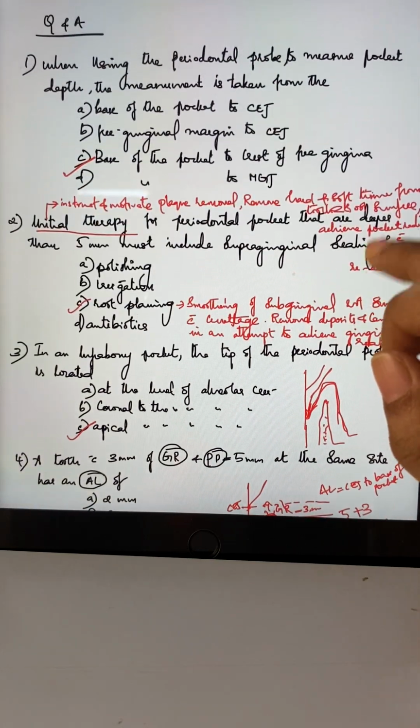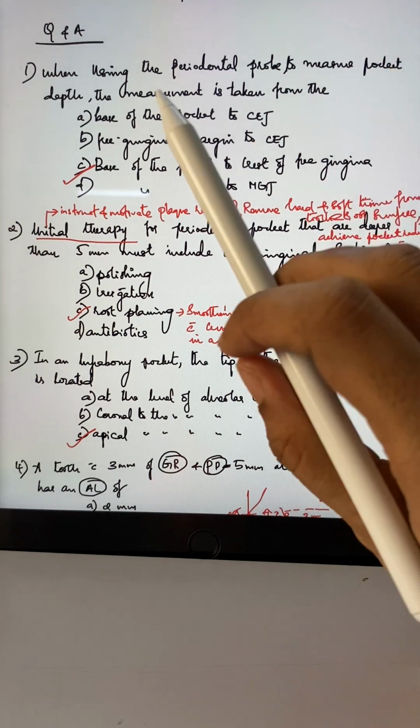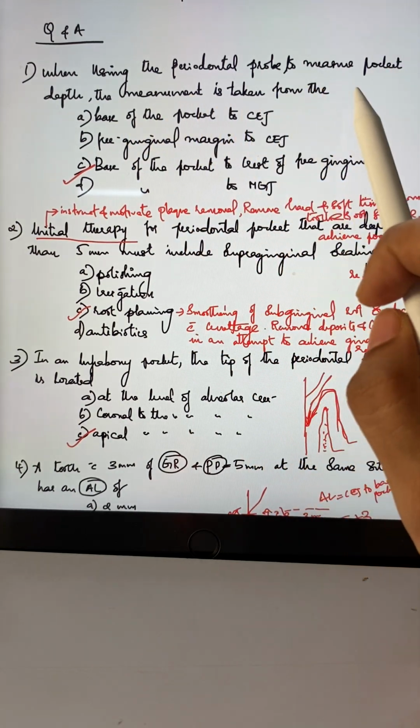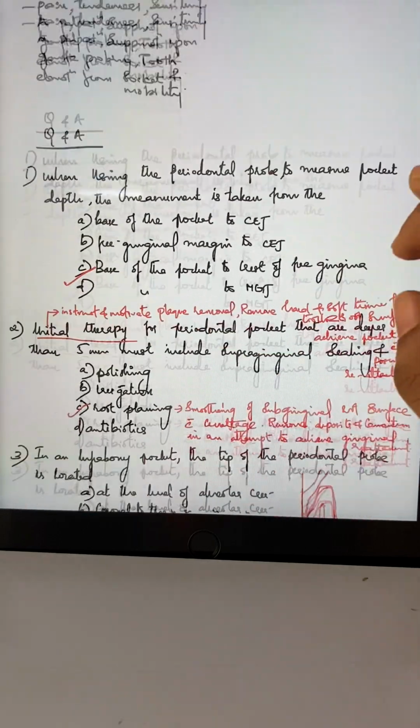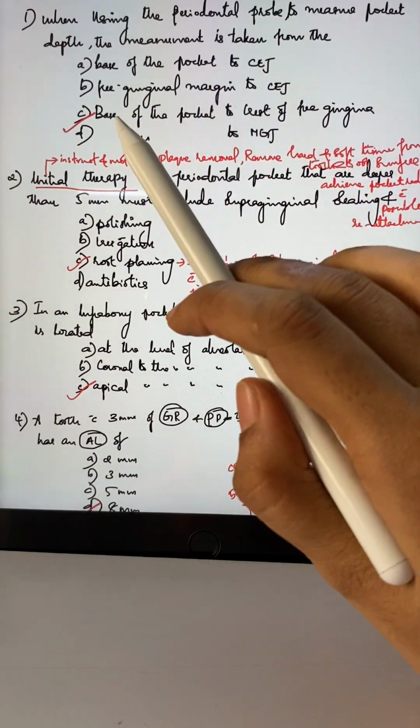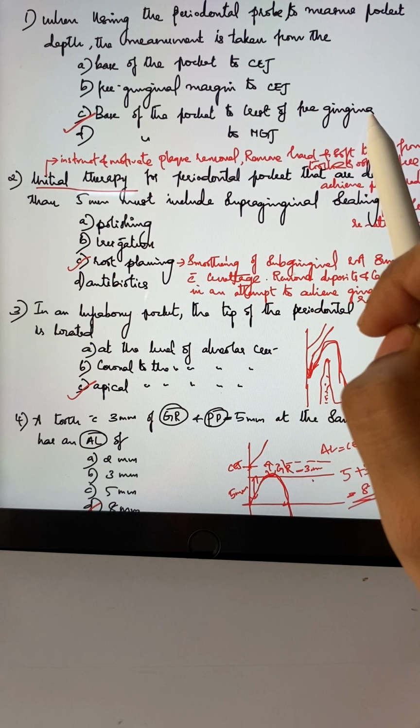So first is, when using the periodontal probe to measure pocket depth, the measurement is taken from, that is the thing I told you just now, that it has to measure from the base of the pocket to the crest of the gingiva.